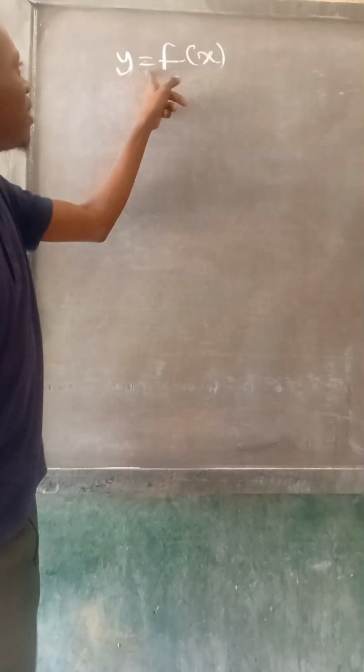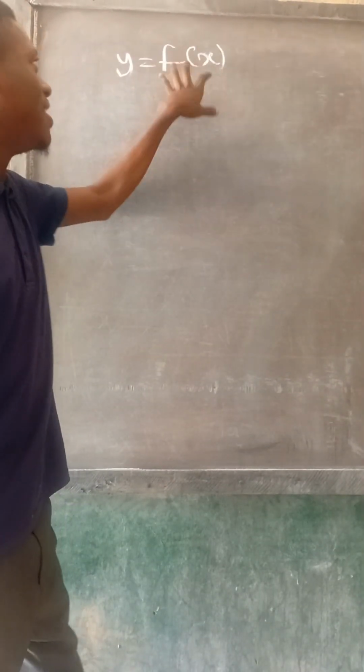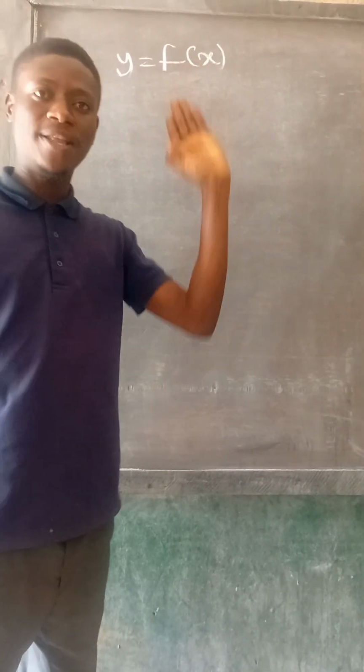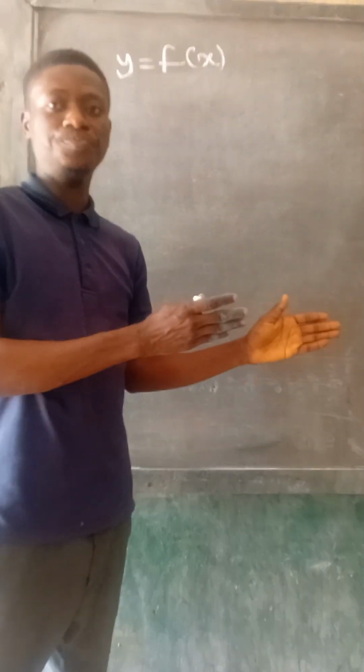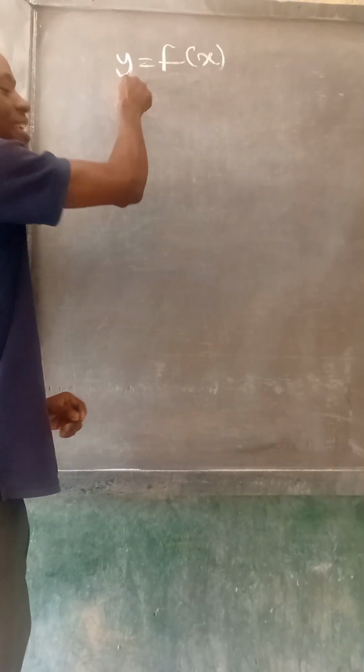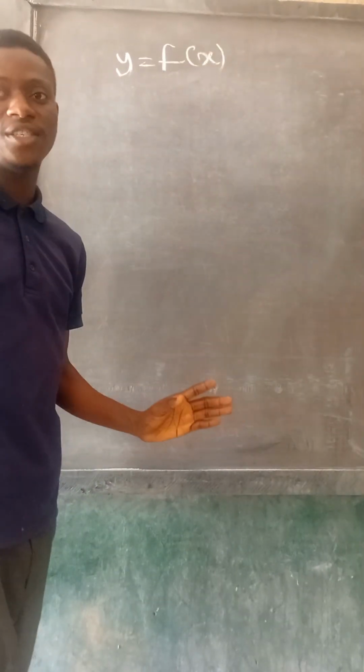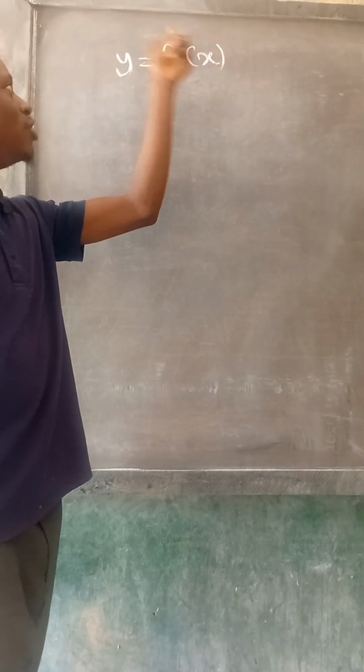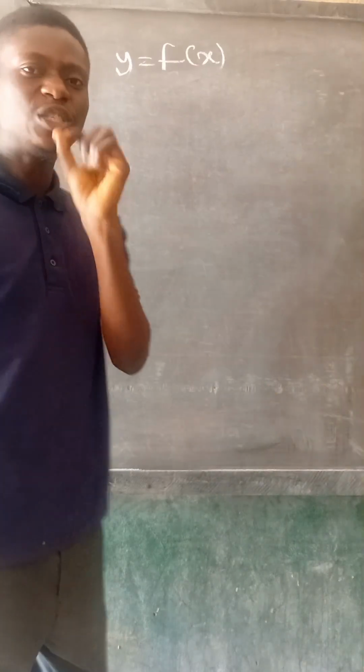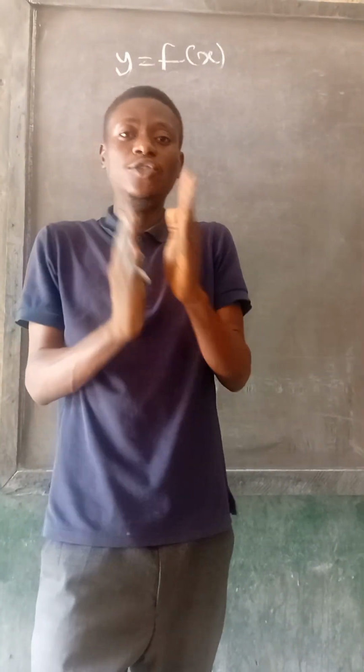So we have y equals a function of x. In this equation, x is an independent variable, while y is a dependent variable. It means that the value of y depends on the value of x. So whatever the value of x is, that is what the value of y will be. So now, first principle is about what? About the rate of change.